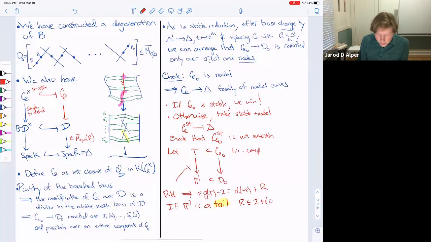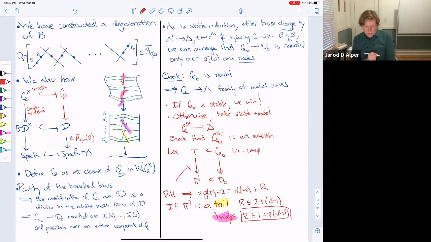In the second case, if it's a bridge, maybe this middle one here, then there's only one section, but there are two nodes where it can be fully ramified. But in either case, this is the greater number here. So you get that 2g minus 2 is less than or equal to minus 2d plus 1 plus 2d minus 1. And this calculation, if you do it right, forces the genus of T to be 0.